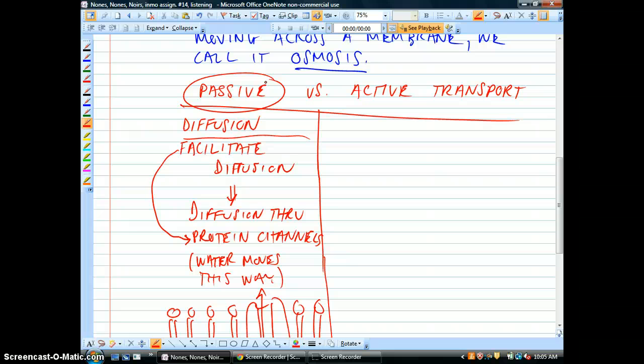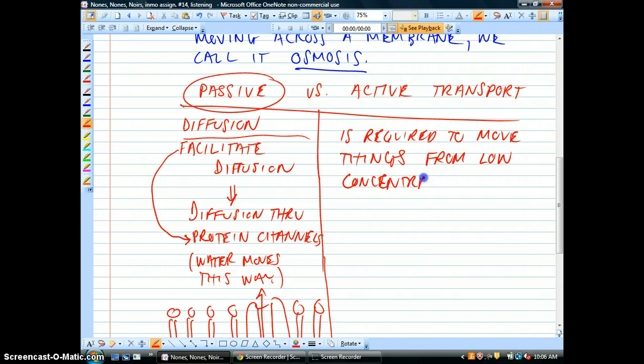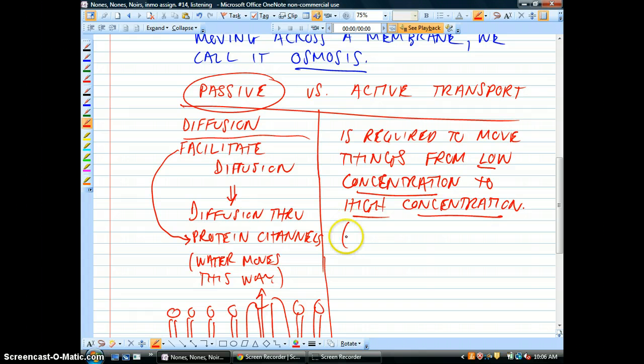Now, what's on the active side? Active transport is required to move things against the concentration gradient. To move things from low concentration to high concentration. Notice how that's backwards? See what I just said? Low concentration to high concentration. That's backwards from diffusion. So another way of saying this is against the concentration gradient.